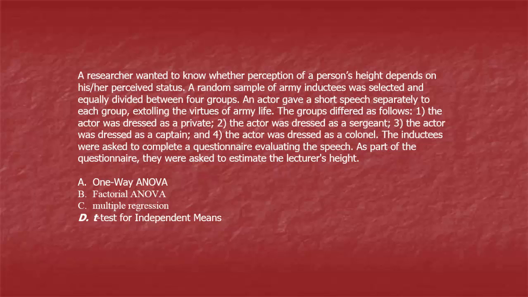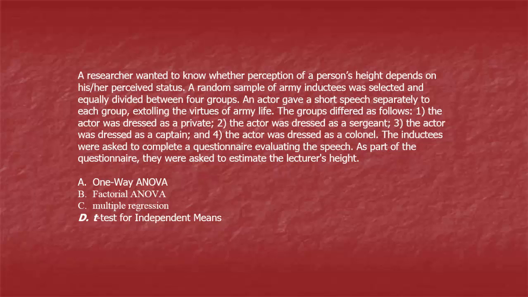Typically, not always, but typically when you use multiple regression, you'd have multiple continuous predictors and 1 continuous outcome variable. We have a continuous outcome variable, its height, but we don't have multiple predictors. We actually just have 1. The 1 is perceived status. Even though we have 4 levels to it, we only have 1 variable. All 4 of those different levels are just 1 variable. So multiple regression doesn't make any sense.